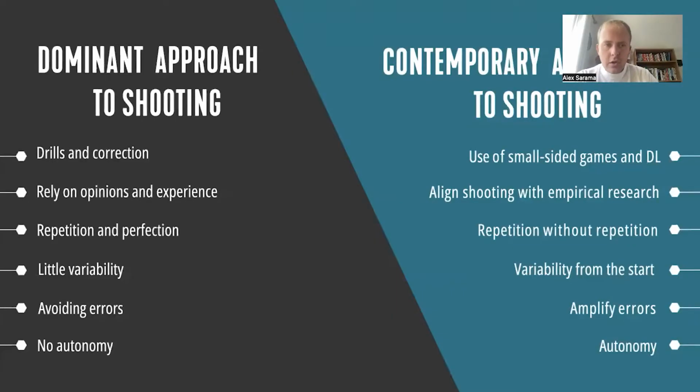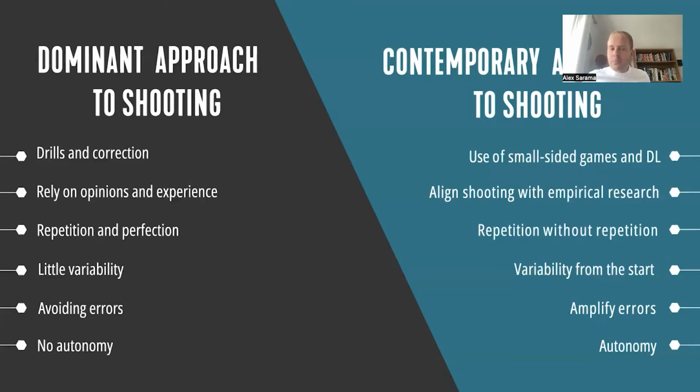So let's have a look now at the differences between a traditional approach to shooting and an approach that is informed by contemporary skill acquisition research. So the first thing is, within a traditional approach, we see drills and correction compared to small-sided games, variability, and a differential learning approach where there's lots of variability, players shoot in a different way every time. Predominantly, too, we rely on opinions and experience within a dominant approach to inform how we teach shooting. Within a contemporary approach, it's not really teaching shooting. It's creating environments and practice conditions which allow shooting to be enhanced and developed within every player.